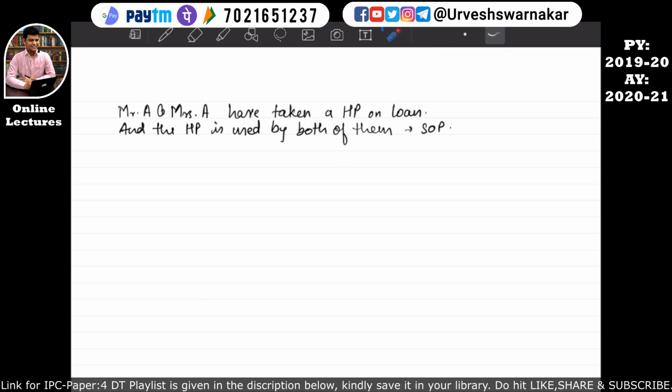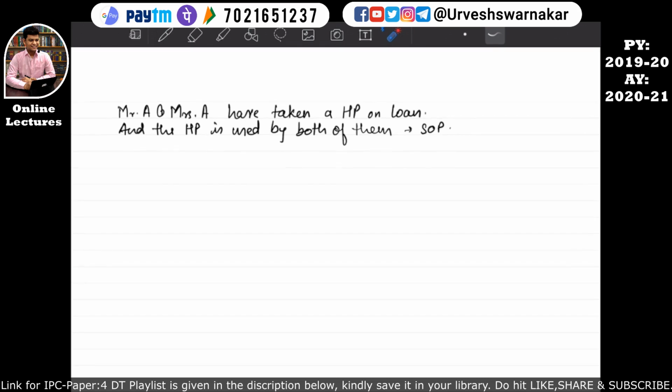So the loan whatever they have taken, Mr. A and Mrs. A, the interest on the loan will be allowed as deduction under the head income from house property under section 24 subsection B. I hope this is very much clear to you all. So let's read the example again. Mr. A and Mrs. A have taken a house property on loan and the house property is used by both of them. So we don't need to find out the gross annual value and then the net annual value. We need to simply find out the interest on loan under section 24 subsection B, because this will be allowed as a deduction.